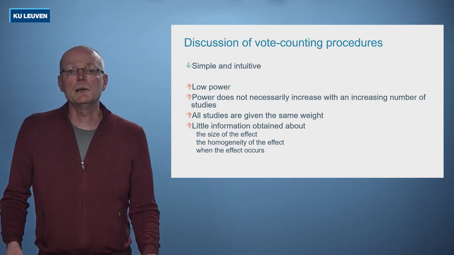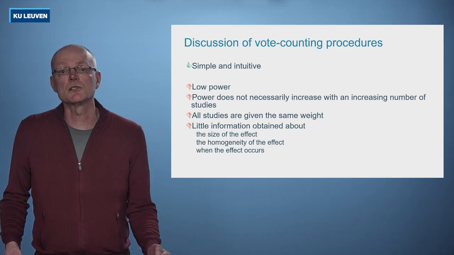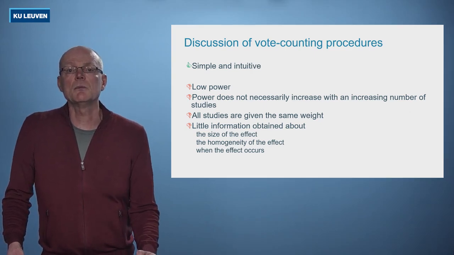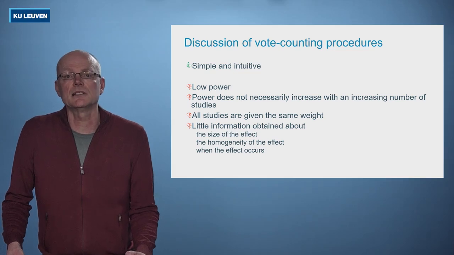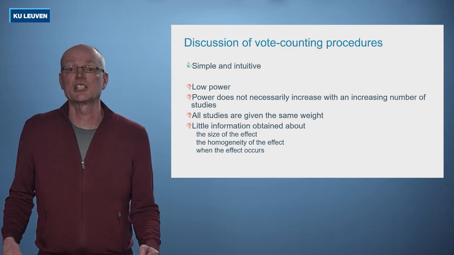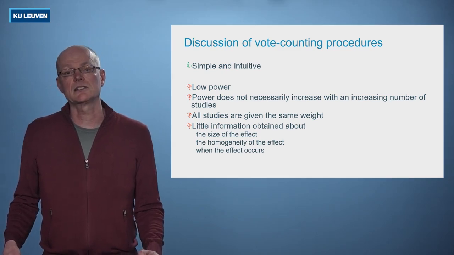Moreover, the power will not increase if you add more small studies to your dataset. On the contrary, it can become even more unlikely that the majority of studies will show a significant effect, and therefore the power of the vote counting procedure can even decrease by adding additional studies.